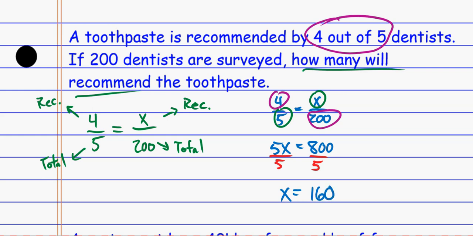And so we expect 160 to recommend this thing, all right? But what's really nice about this is I can easily check it and say, hey, this is my ratio, 160 out of 200. And if you reduce that, guess what? You get 4 over 5. And that's kind of our check. That's the thing we were looking to see, okay? That ratio would be the same as the ratio that I started with.